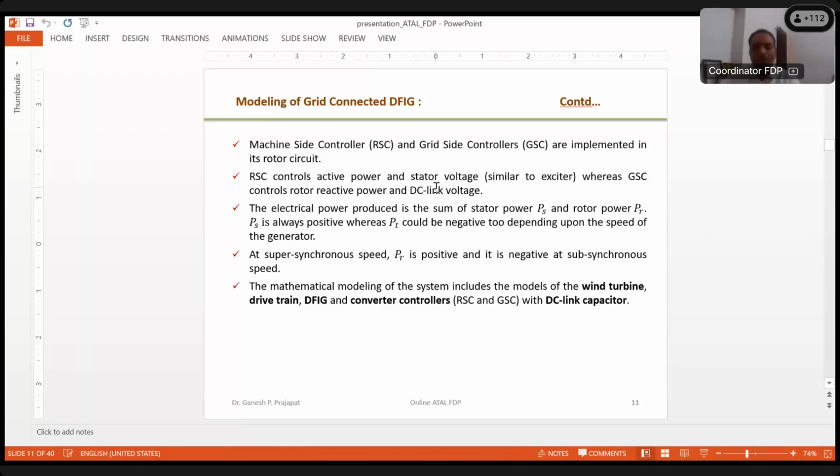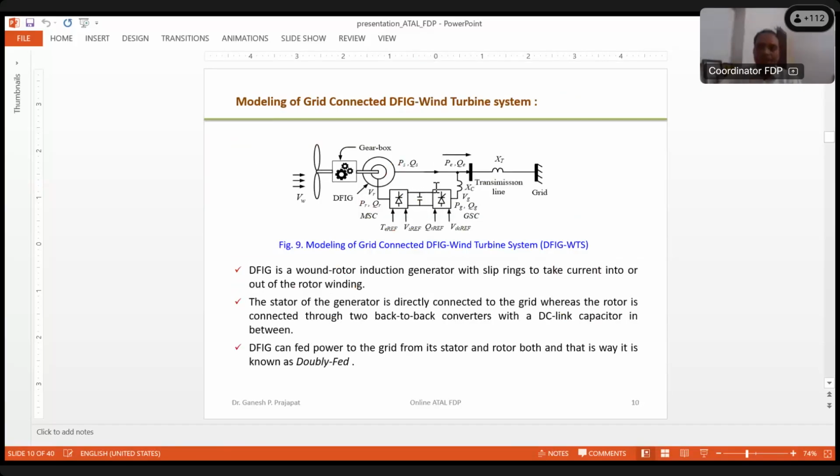In our case, we have made such an arrangement that we are making the active power control, reactive power control, then stator voltage as well as the DC link voltage control. So here we are putting four kinds of controls simultaneously.